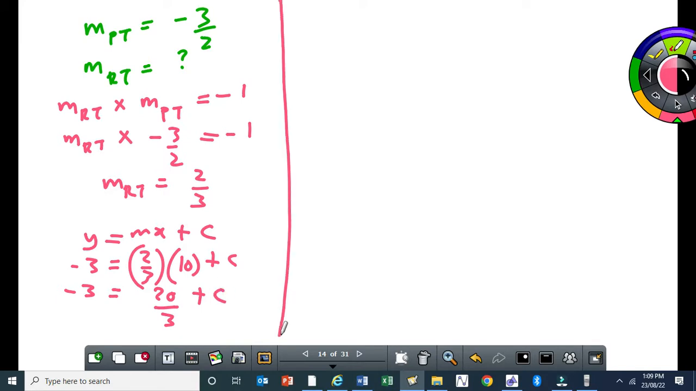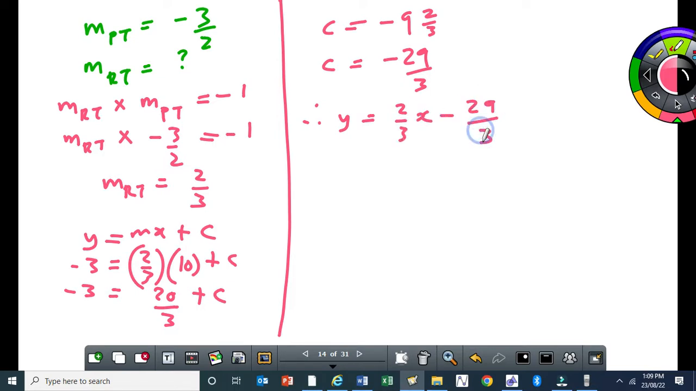Then, if I take the 20/3 to the other side, I'll get c equal to -9 in 2/3. Okay? Which is the same as saying c is equal to -29/3. Are you following me there? So the equation of that line is going to be y equal to 2/3x minus 29/3.